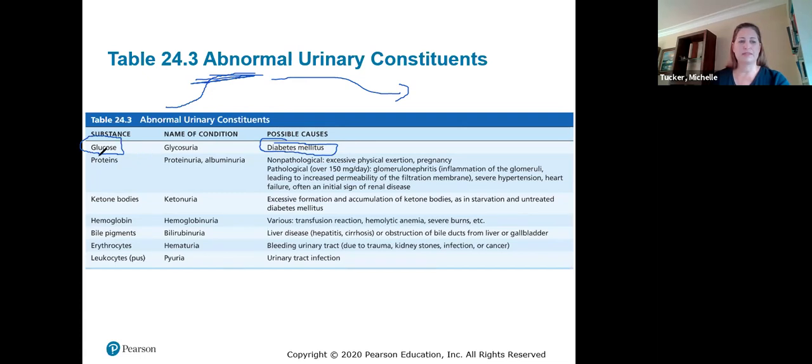Proteins should not be filtered. Amino acids get through, but proteins should be retained in the glomerular capillaries. If proteins are not contained, then they will get into the filtrate, not get reabsorbed, and get excreted in the urine. Sometimes that just happens due to non-pathological excessive exertion. Pregnancy can indicate an underlying pathology.